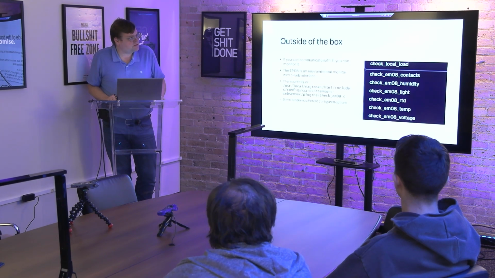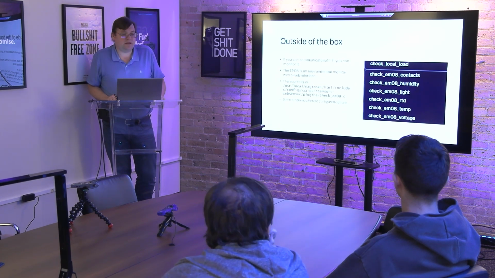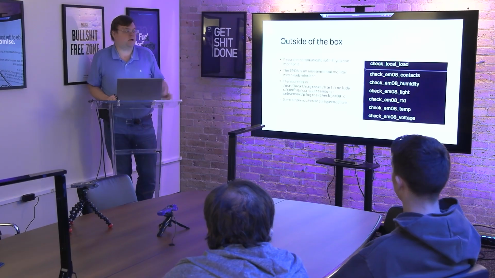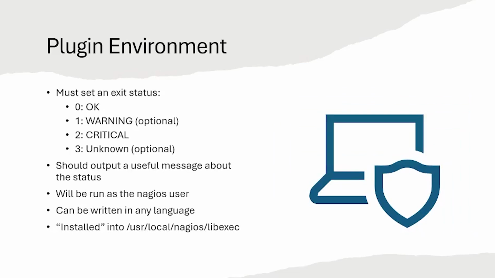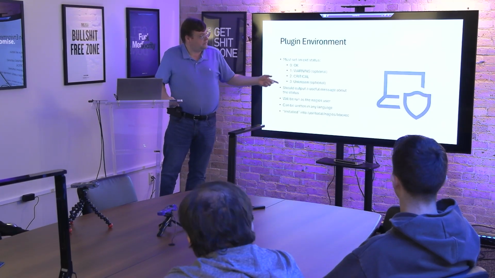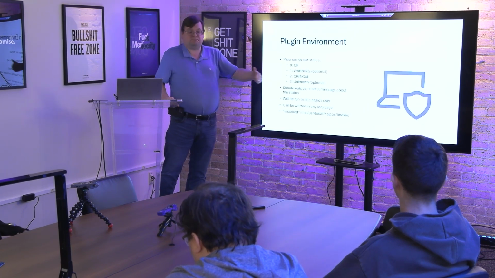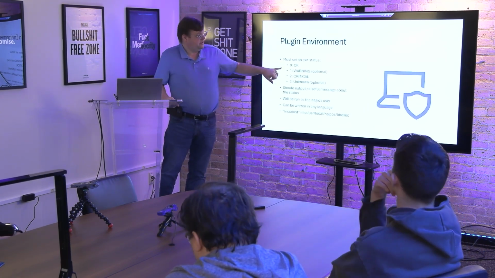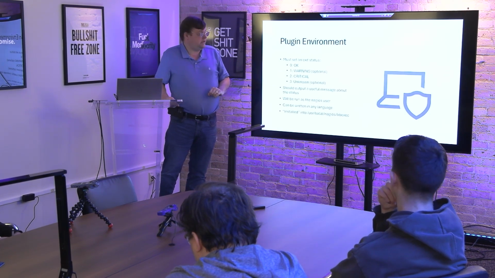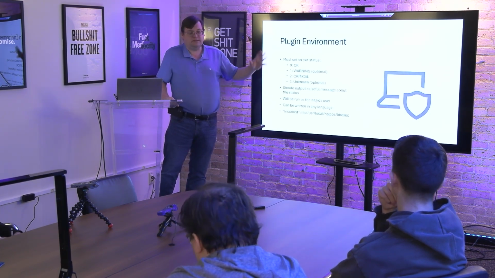These plugins, I believe, all work by connecting to a web server on the sensor and doing their thing. Really, they're very simple. There's a few things that they have to do. You have to set an exit status, a Unix process return code, exit from Bash, exit from Python, whatever. One of three values. Zero means that the check passed completely, it's okay. If you return a 1, Nagios will treat it as a warning state. 2 is critical, and 3 is unknown.